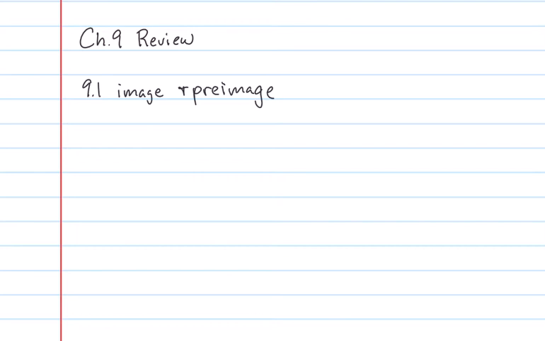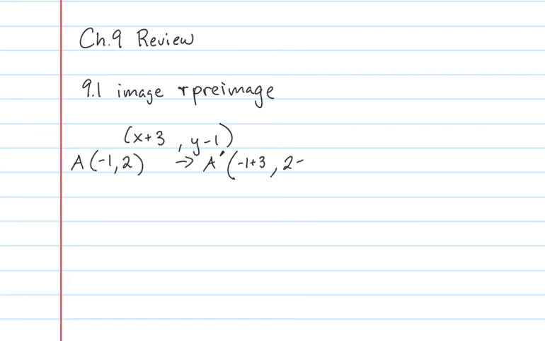So anytime that we have a rule, for example, x plus 3, y minus 1, this is a rule. So I take point A, which is negative 1, 2, and then I use the rule by adding 3 to x. So this will now be A prime, and that's going to be negative 1 plus 3, comma, 2 minus 1, or A prime is 2, comma, 1.